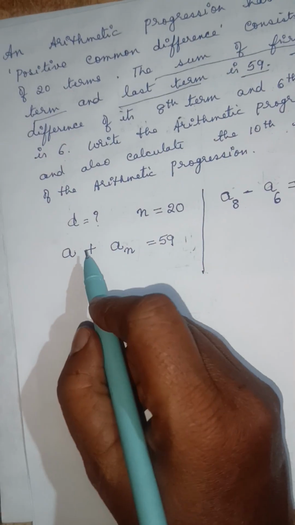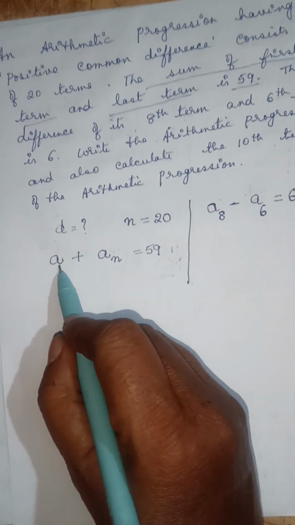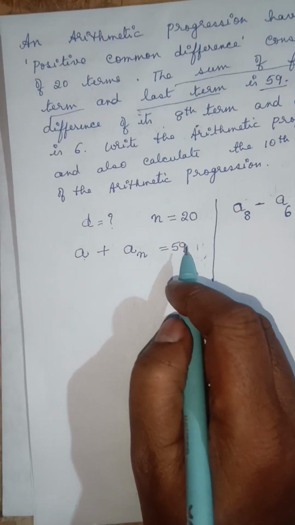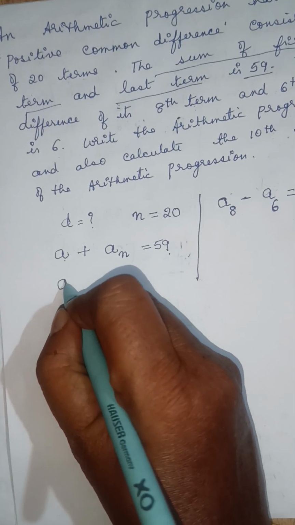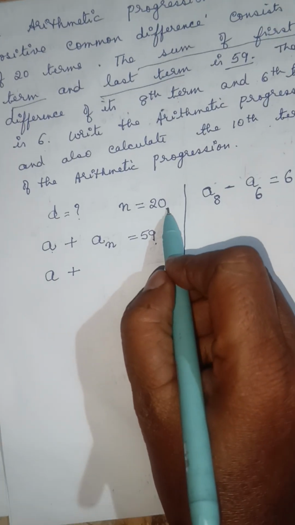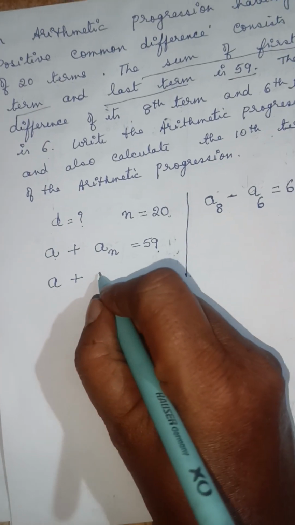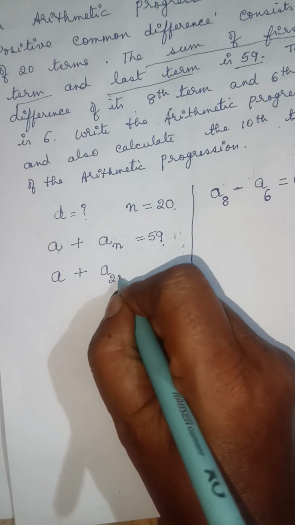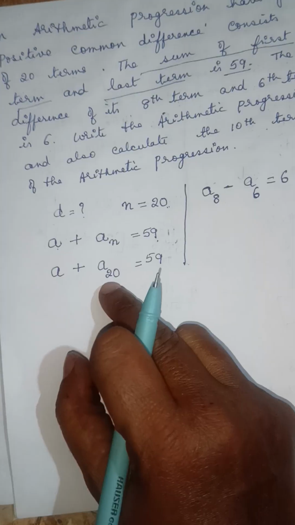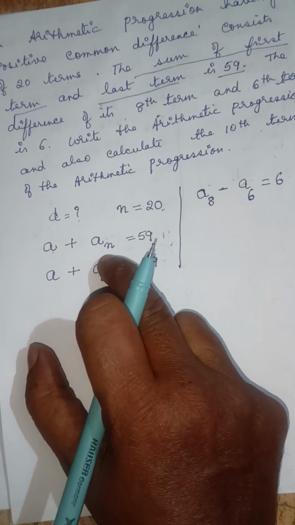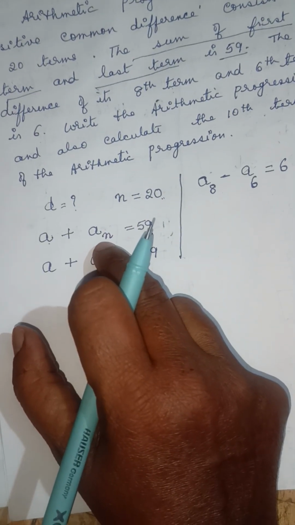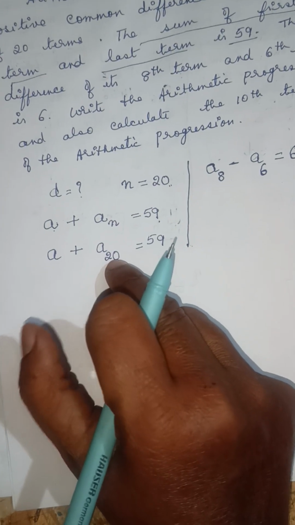Now, let's go back to the first sentence. Sum of the first term and the last term is equal to 59. You already know that there are only 20 terms, so the last term will be the 20th term. So, A20 is equal to 59. Now, why did I write A20? For the last term, N, the total number of terms, is 20. So, in place of N, substitute 20, and you get A20.